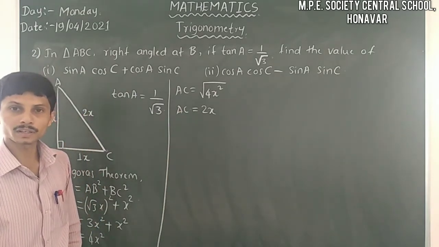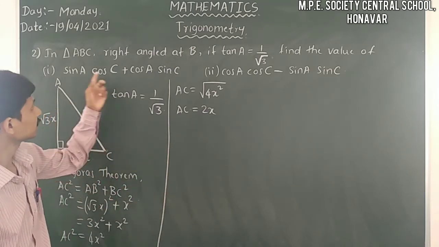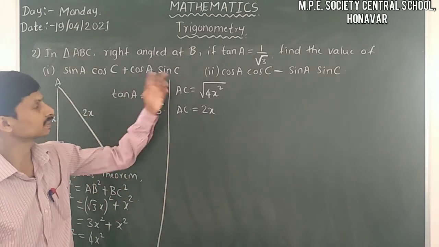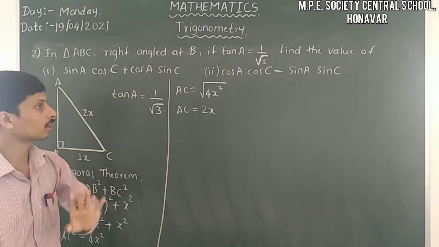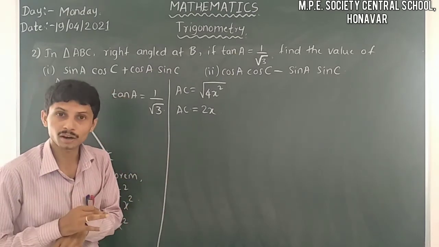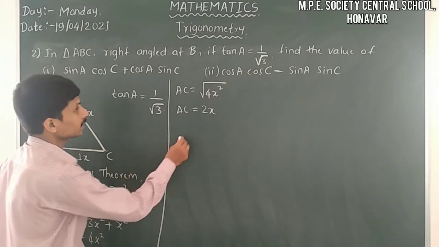Then we have to find out the remaining things. That is, sin A is needed, cos C is needed, cos A is needed, sin C is needed. So all the things we have to find out. Firstly I will take sin A.